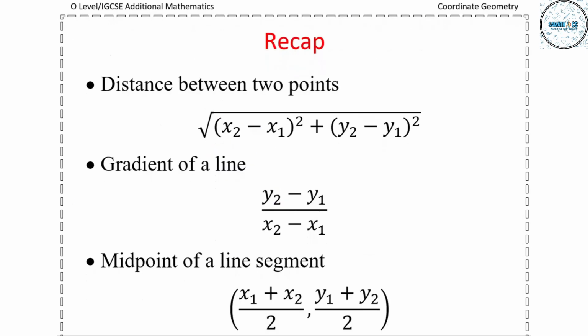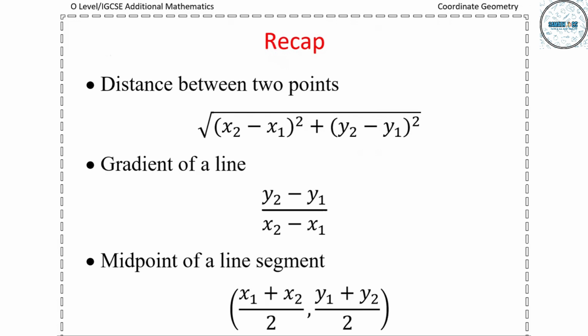Just a quick recap. The formula for taking out the distance between 2 points is under root x2 minus x1 whole square plus y2 minus y1 whole square. Gradient of line is y2 minus y1 upon x2 minus x1, and midpoint of a line segment is x1 plus x2 upon 2, y1 plus y2 upon 2. Other than that, you must remember that whenever you have to prove that the triangle is a right angle triangle, we have to use Pythagoras theorem. And for an isosceles triangle, you have to take out all the sides. If two sides are equal, then it means it is an isosceles triangle.